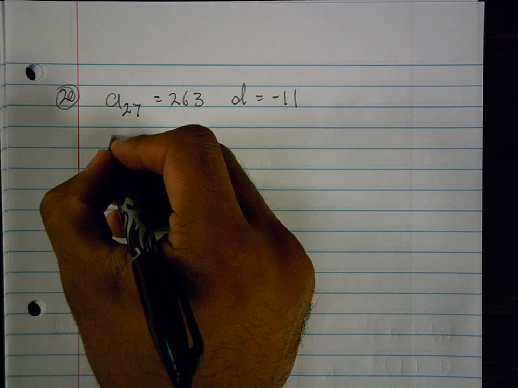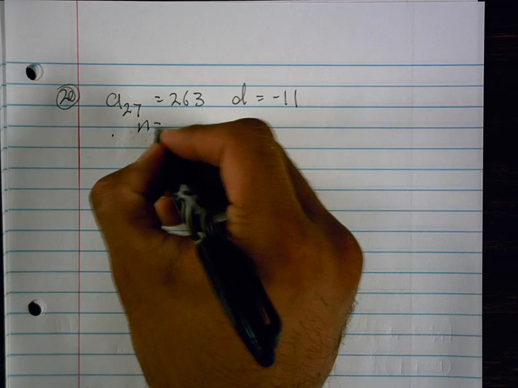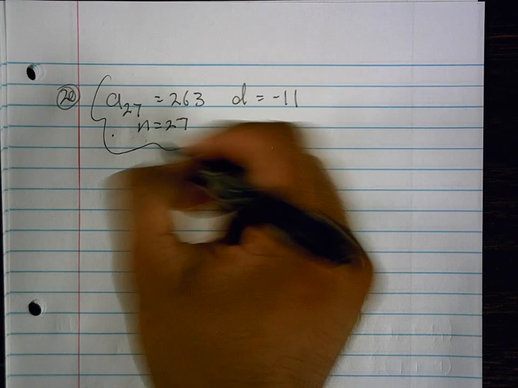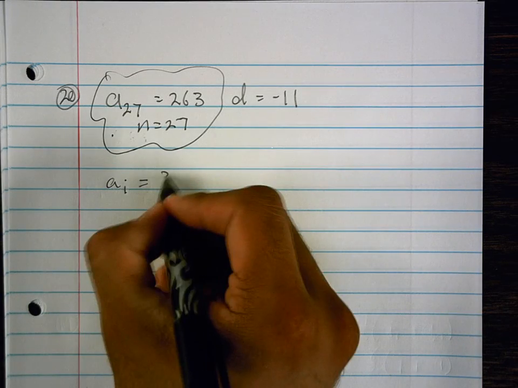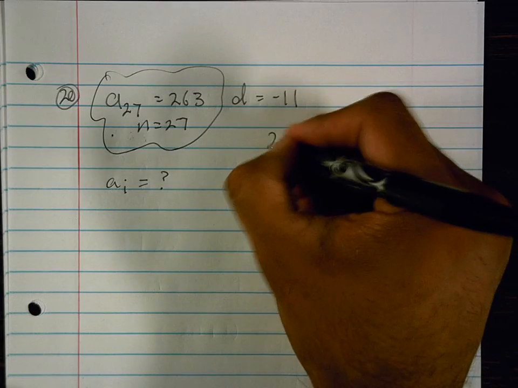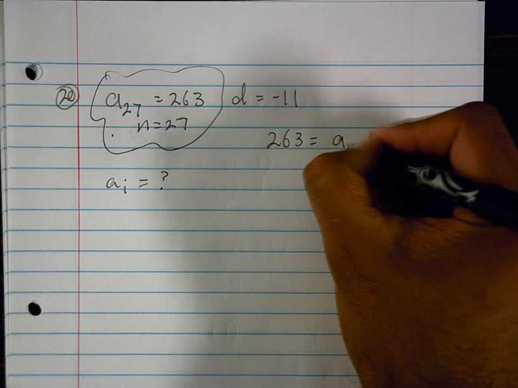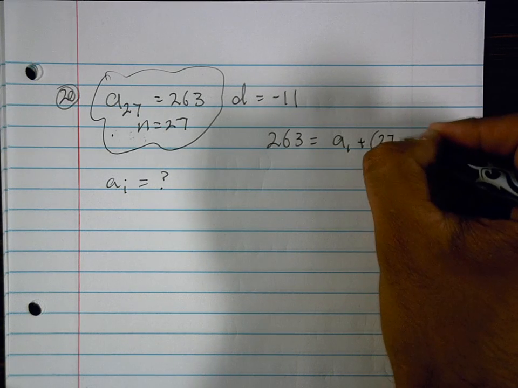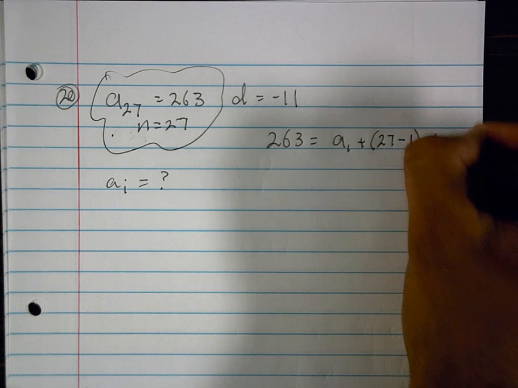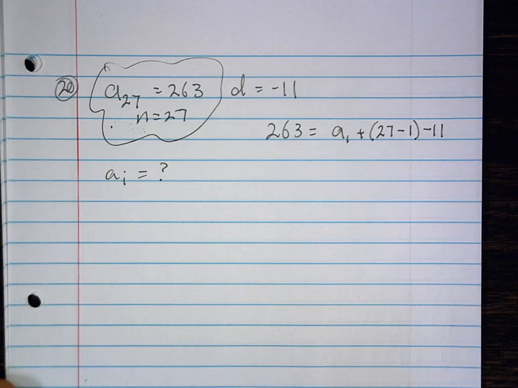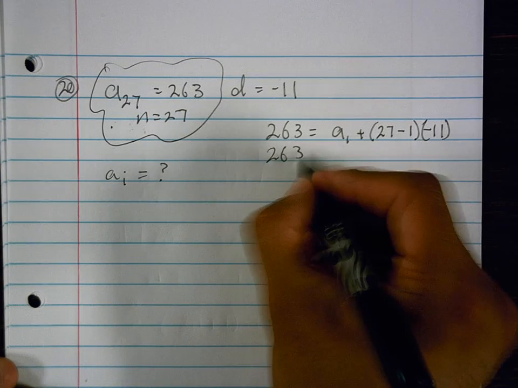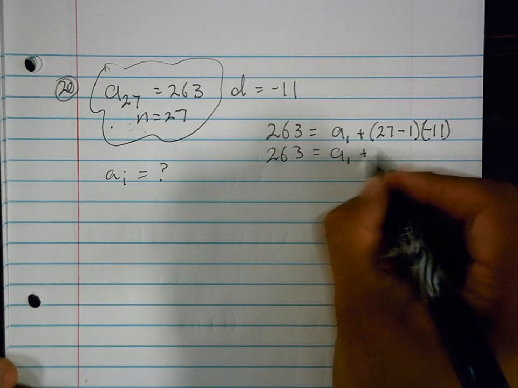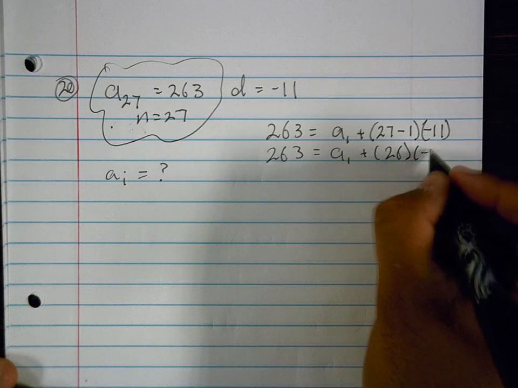So we have an a sub 27, and that's true when n equals 27. So keep in mind that these go together. We have a d, so we need an a sub 1. That's what we need. So we're going to say 263 equals a sub 1 plus n, which we know is 27, minus 1 times the d. Right? We know everything except a sub 1, and we need to write the rule. We need a sub 1. So this is going to be multiplied here. So we're looking at 263 equals a sub 1 plus 26 times negative 11.